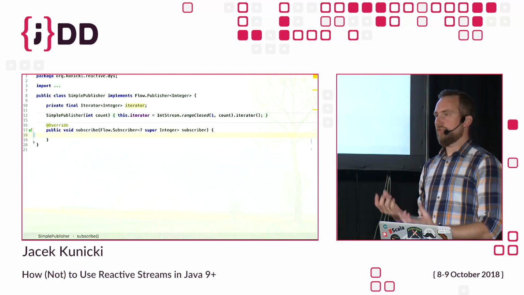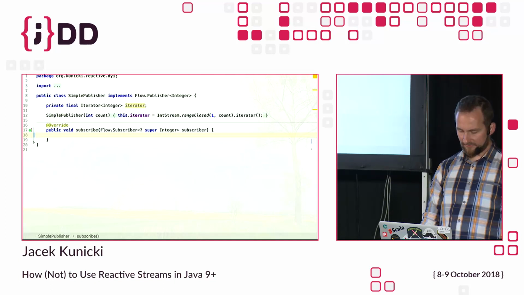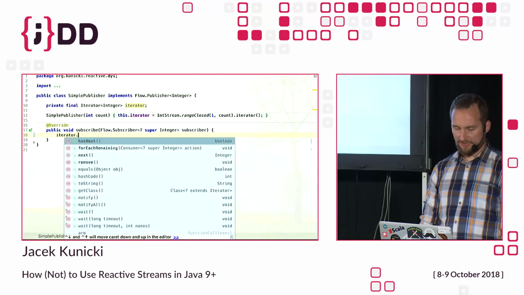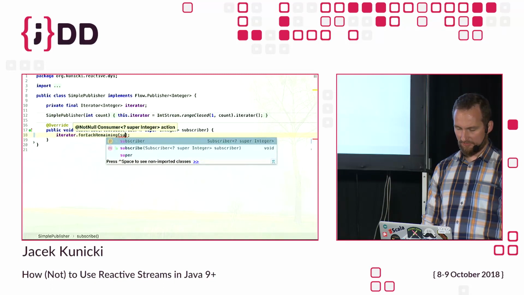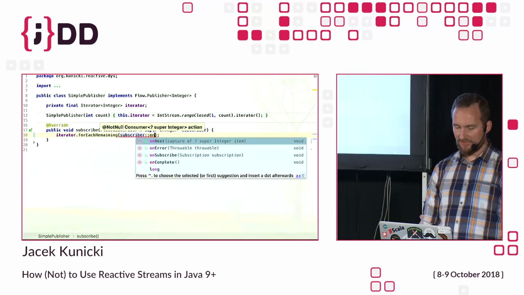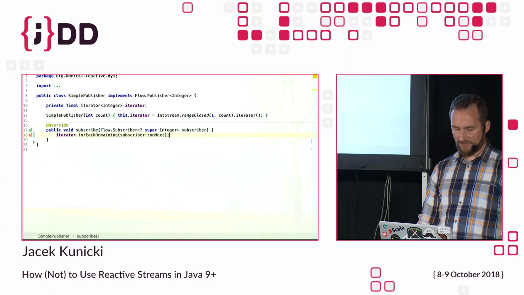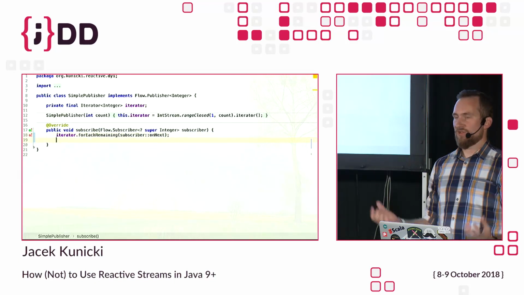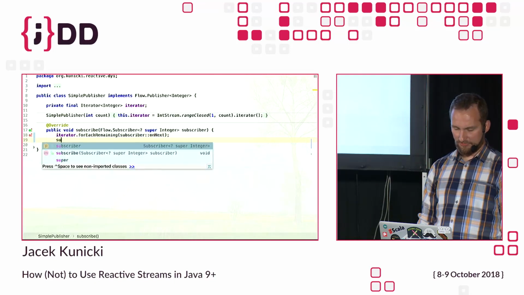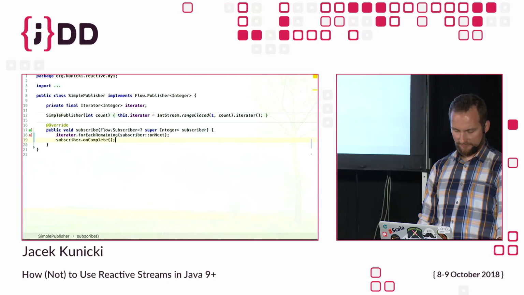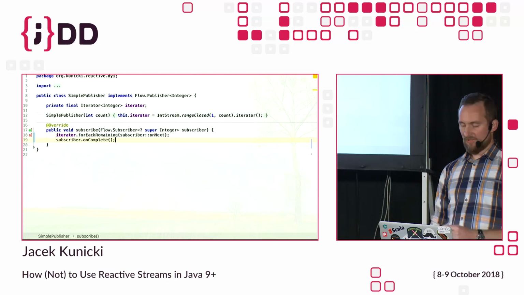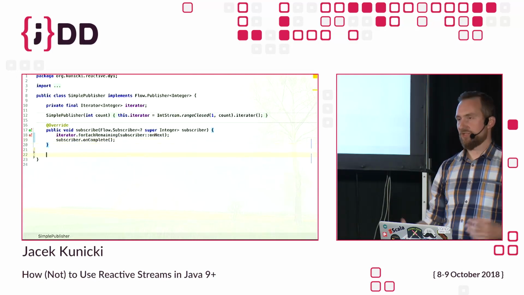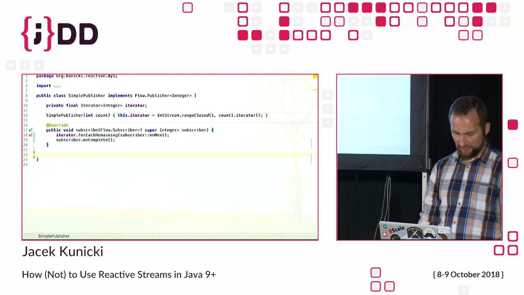So the very naive approach to this problem would be to just take the iterator and say that for each remaining element, we want to call onNext on the subscriber, so send data to a subscriber. And then after the iterator has been exhausted, we want to complete the subscriber. OnComplete. So this is our very naive implementation. Let's try to run it and see if it has a chance to work at all.